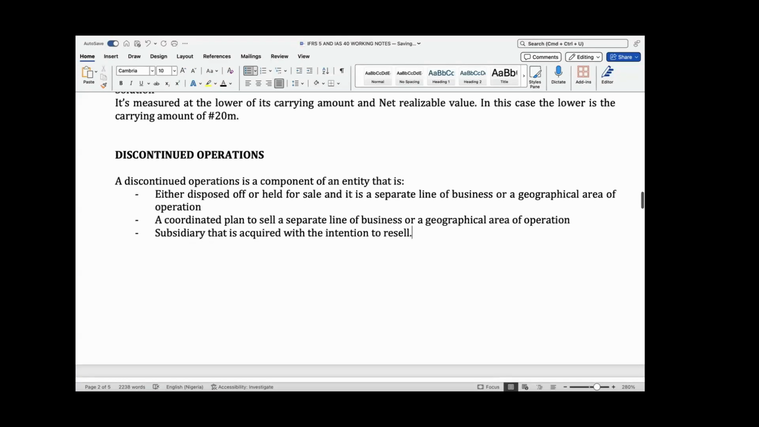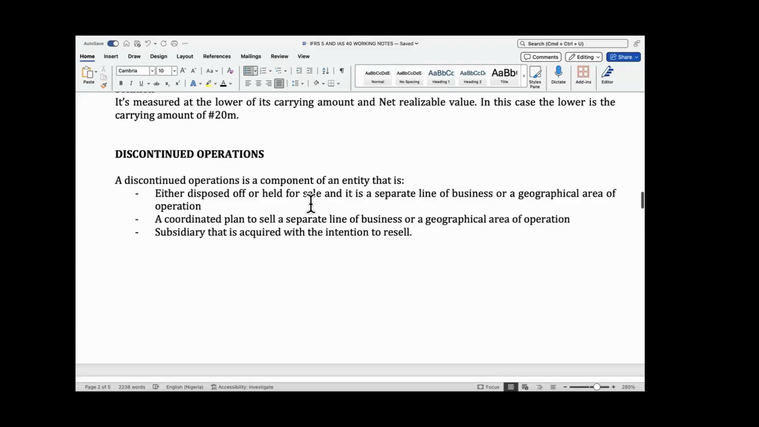Okay. You should be able to know this definition by heart. Yeah, you should. It can earn you some marks if asked in the exam.